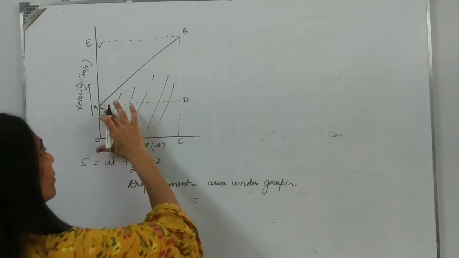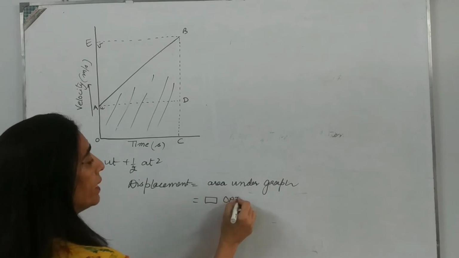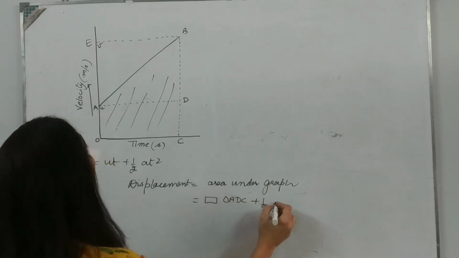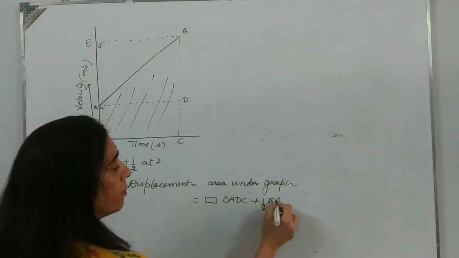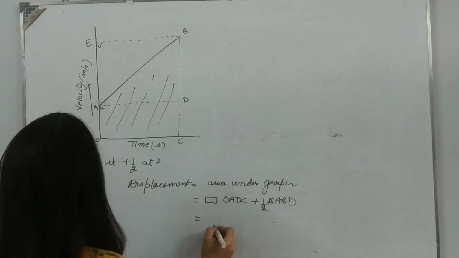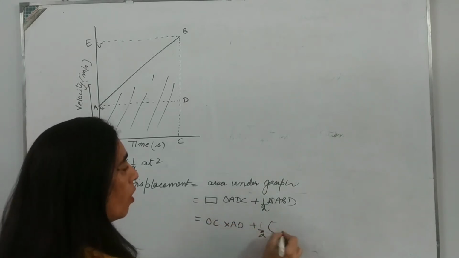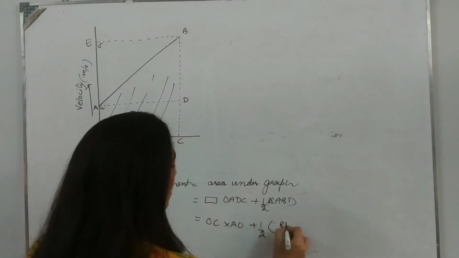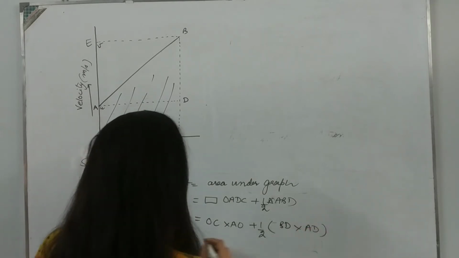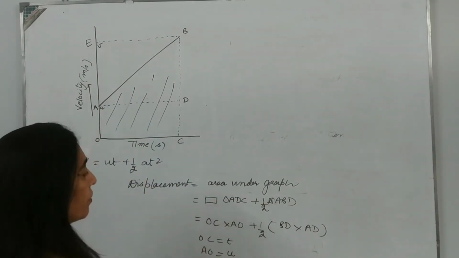Now, this area we can divide into two portions. One is rectangle OADC plus triangle ABD. So, length into breadth, OC into AO, plus half of BD into AD. Now OC is equal to t, and AO is equal to u, that is the initial velocity.